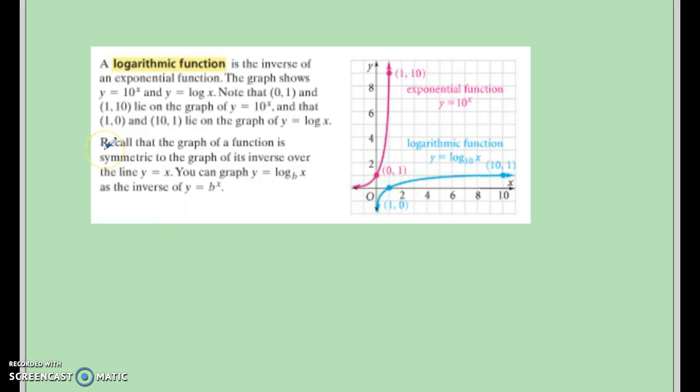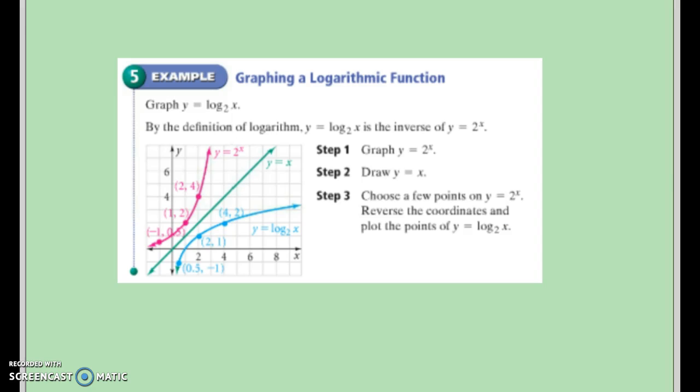So remember that the graph of a function is symmetric over the line y equals x, right? So I have my line, and if I were to fold this graph over that line, these two inverse functions would line up exactly. So we know that they're inverses. So that's another way we can graph them.